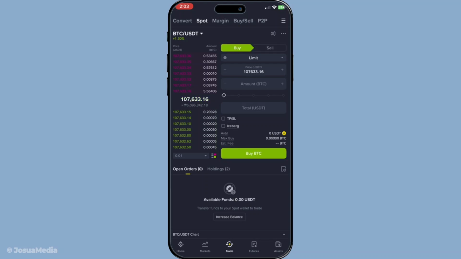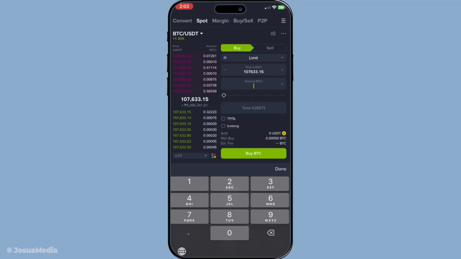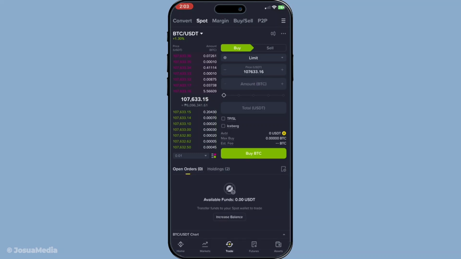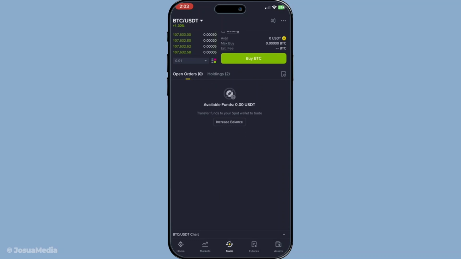After placing your order, you might wonder how to stay updated on its status. For this, you'll need to track your orders in either the Open Orders or Order History tab. The Open Orders tab allows you to see any trades that haven't been completed yet, whereas the Order History tab provides a record of all your past trades. This is an excellent way to keep track of your trading activity.